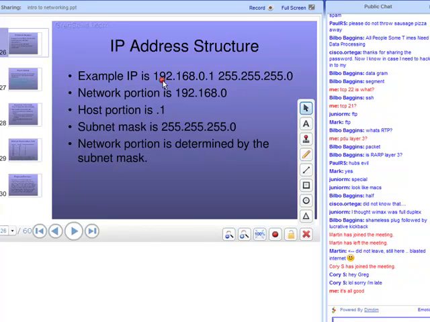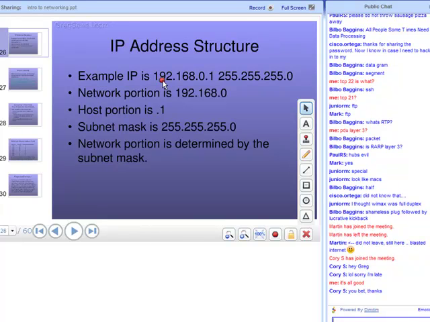For the example, I'm going to use mostly /24s and below, because that's generally what people work with day in and day out. So that's going to be what's most familiar to you guys. This 192.168.0.1, that's my IP address, and my subnet mask is 255.255.255.0. Network portion is going to be 192.168.0. How do I know that? Because my subnet mask is telling me that. The host portion is the .1.